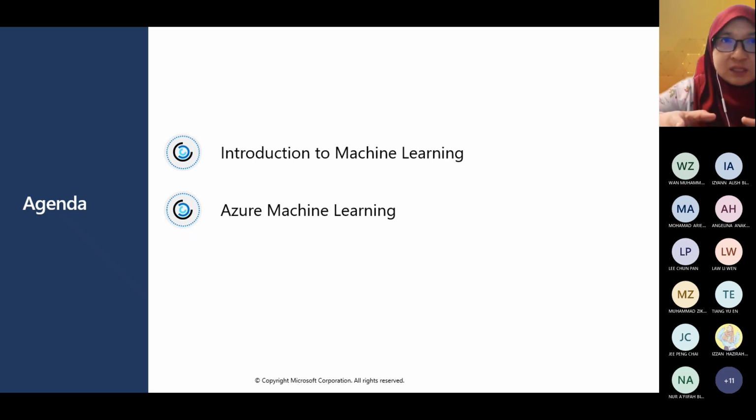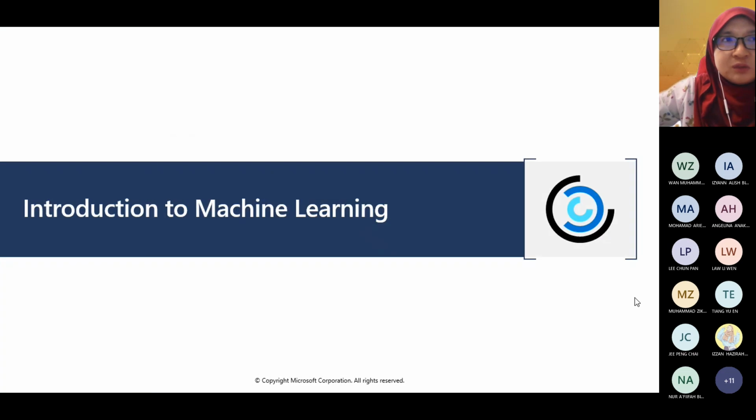Under this Azure Machine Learning, you will learn what is Azure Machine Learning, automated machine learning, and Azure Machine Learning Designer, which has its own machine learning agent and design. How are you going to design? By utilizing the Azure platform, the Azure portal, to do the data manipulation. Okay, and this is my first module, introduction to machine learning. Let us watch this video.